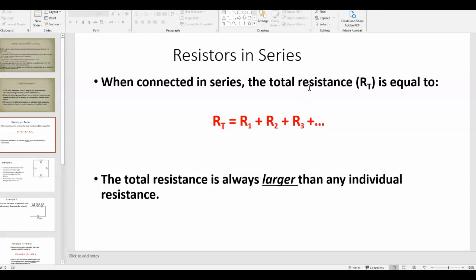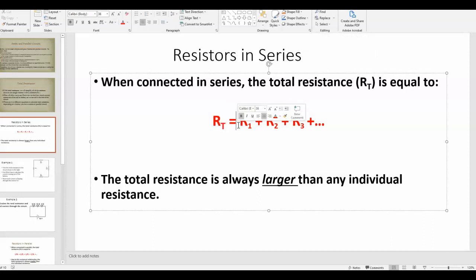And if we want to find total resistance in series, the equation is very simple. Okay, R_T is the total resistance. All you have to do is add up the resistances. It says here R1 plus R2 plus R3 plus dot dot dot. That just means you keep adding the resistances until you run out. Okay, so in series, the total resistance is literally what it sounds like. It's literally just adding up the resistances.